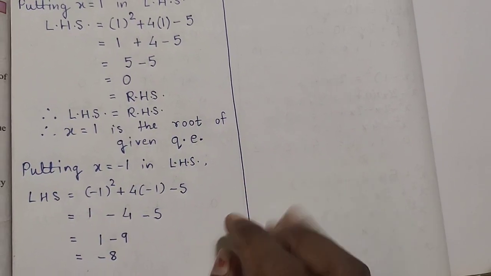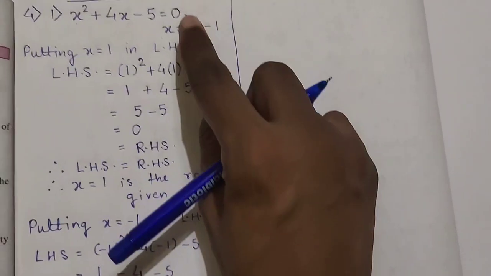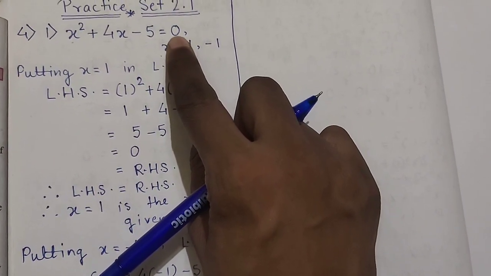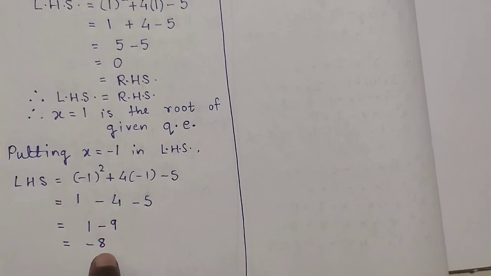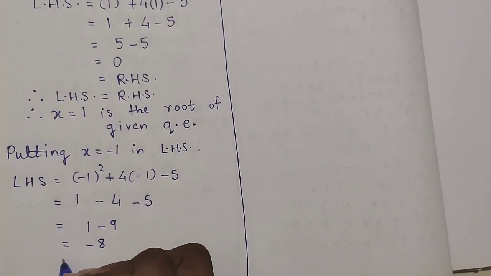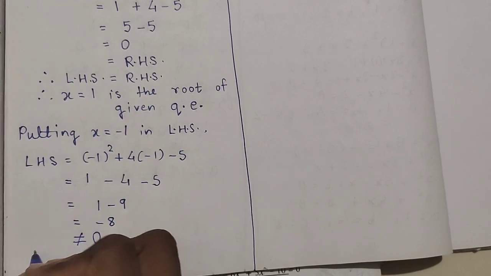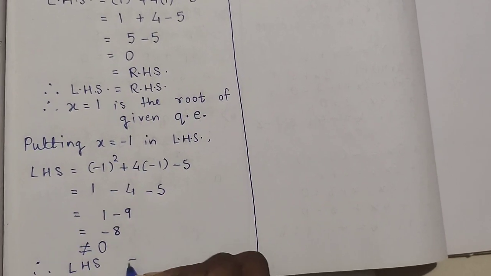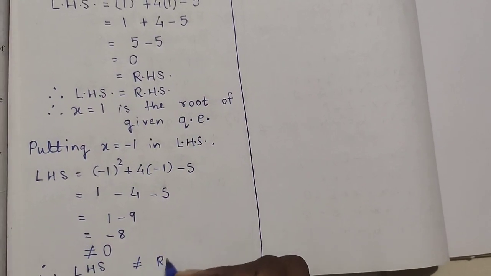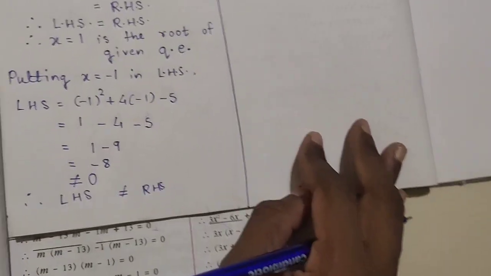So minus sign. Now in this case we got -1, and what was your RHS? 0 here. You can see here. So in this case we have not got 0. So that is what we are going to write, which is not equal to 0. So in this case we can say that LHS is not equal to RHS.